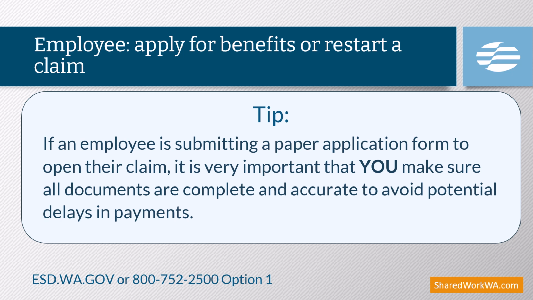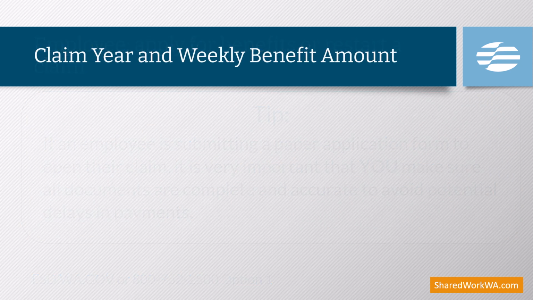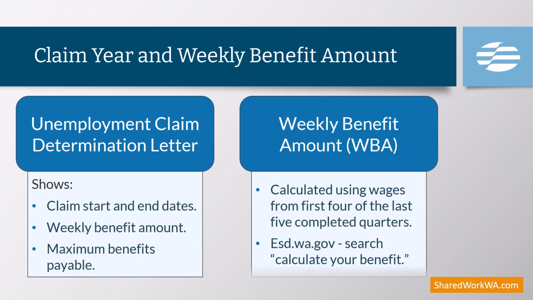If an employee is submitting a paper application form, it is very important for the SharedWork employer representative, you, to make sure all documents are complete and accurate to avoid potential delays in payment. After an employee applies for unemployment benefits, they are sent an unemployment claim determination, which shows the start date, end date, weekly benefit amount, and the maximum benefits payable for their claim.